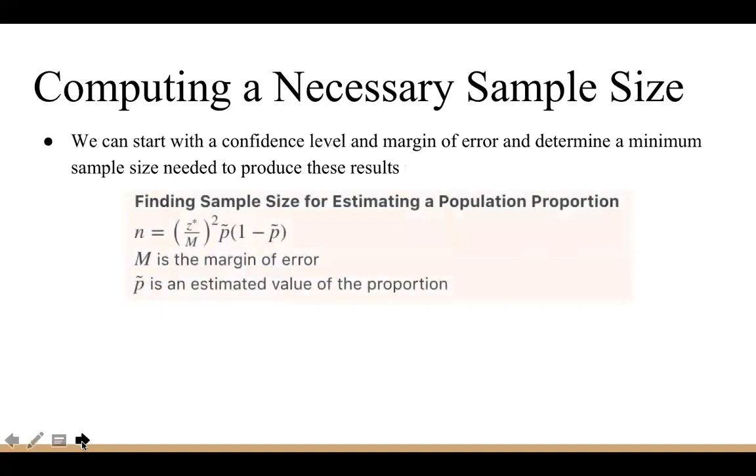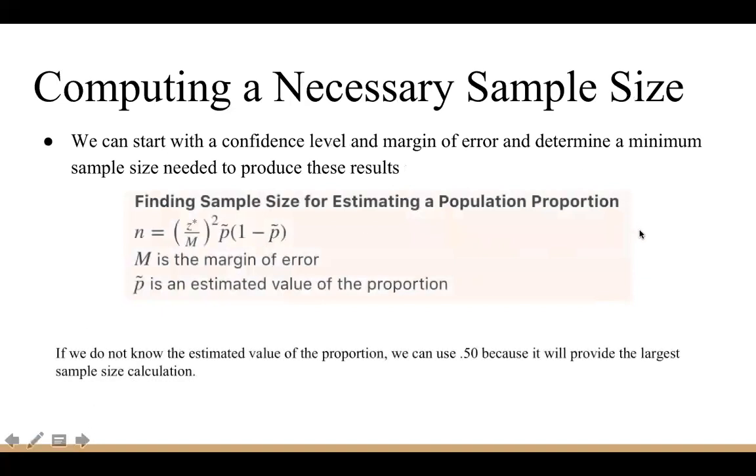So here's the formula for finding a sample size for a population proportion. We're going to use margin of error here and the estimated value of the proportion. And if you don't know the estimated value of the proportion, for example if you're not given one, you can use 0.50, because it provides the largest sample size calculation needed, and you just want to make sure that you'll produce the results needed, even if your proportion isn't necessarily correct or what they were looking for.